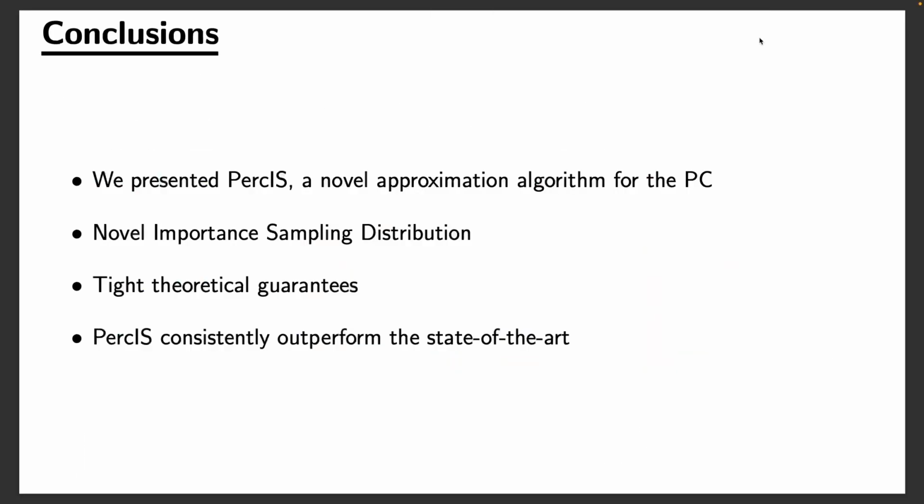In conclusion, we presented PURCHASE, a novel approximation algorithm for the percolation centrality. We defined a novel importance sampling distribution for this problem. We provided tight theoretical guarantees for our algorithm. And finally, we showed that PURCHASE consistently outperformed the state of the art, theoretically and experimentally.